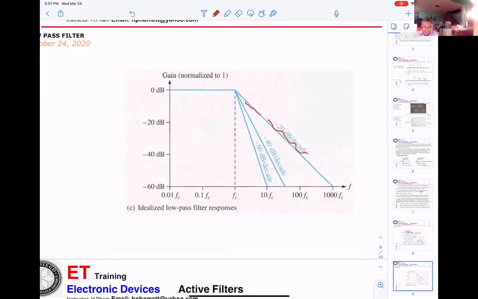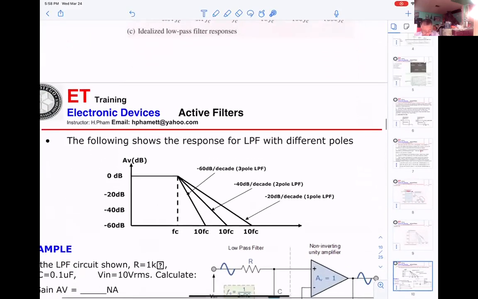So basically, this is the one you want. Okay? So this is not good. The thing is too far away from the ideal. So 60 must be better than 40, and 40 must be better than 20 dB. Okay? And this is the ideal you want. So basically, the filter should follow the ideal. That's what we really wanted.